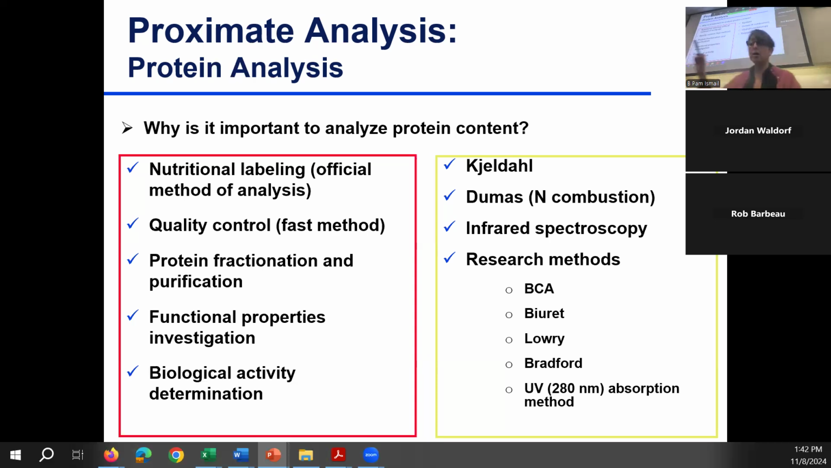Research method, your protein needs to be in pure form, liquid form, no cloudiness. The first three are based on reducing. Bradford is interaction with a dye, and this based on using. Okay, I'll let you guys go.